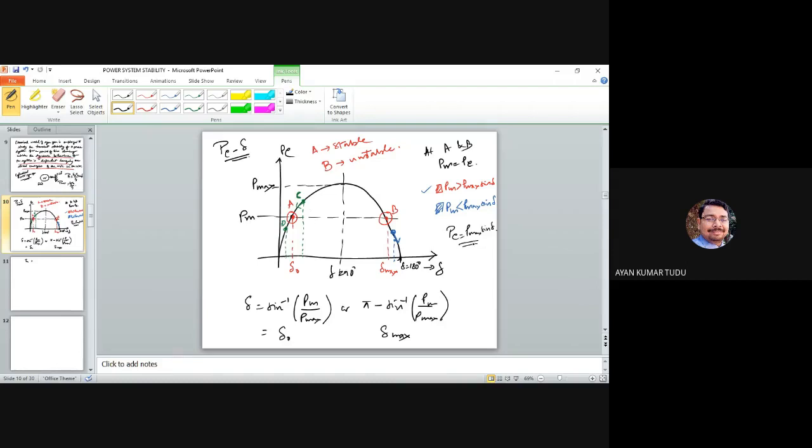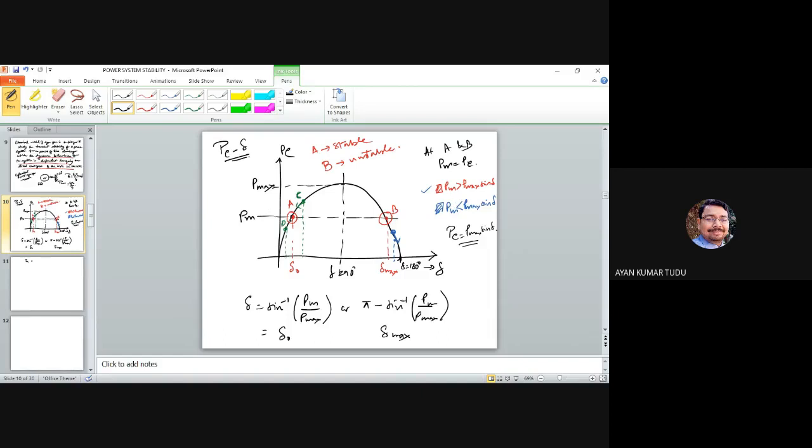Now, we have two conditions: when Pm is greater than Pmax sine delta, and when Pm is less than Pmax sine delta. When Pm is greater than Pmax sine delta, the mechanical input power is more than the electrical output power. There is more energy in the system, because the mechanical input is greater than the electrical output. That's why there would be more accelerating power in the system. This accelerating power will lead to an increase in the kinetic energy of the rotor, and the speed will be increasing.